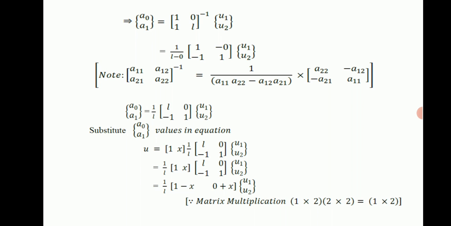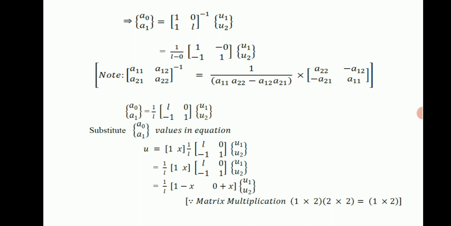So this A0 and A1 we can write as the inverse of the matrix [1 0; 1 L] times the matrix of U1 U2, and we want to substitute the formula for the inverse of the matrix A11 A12 A21 A22, which is equal to 1 by (A11 A22 minus A12 into A21) into the matrix of A22, minus A12, minus A21 and A11. So we want to substitute this term in the above equation, and we will get A0 A1 is equal to 1 by L and the determinant of [1 0; minus 1 1] and the matrix of U1 U2.